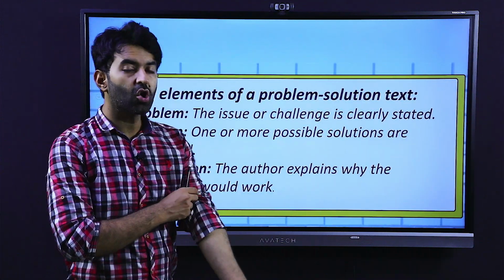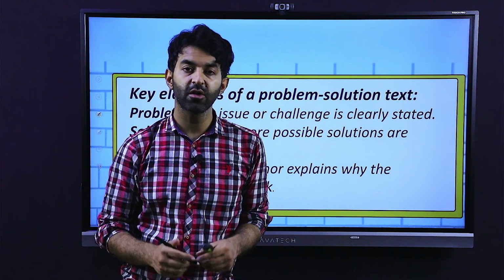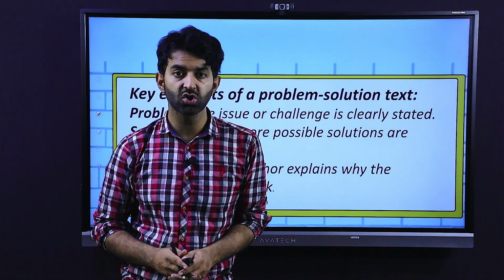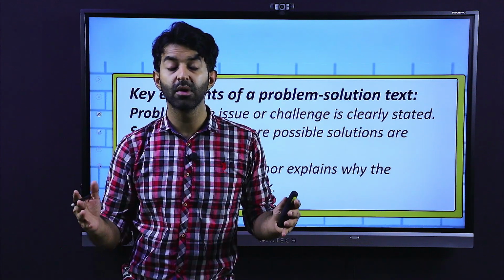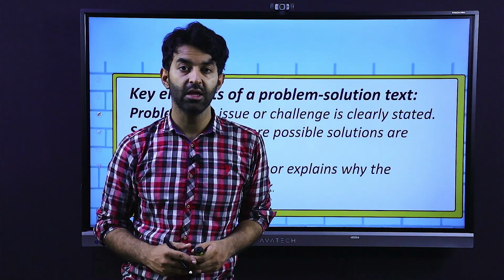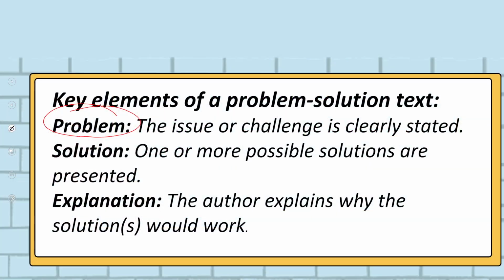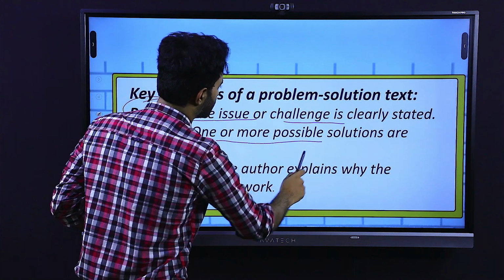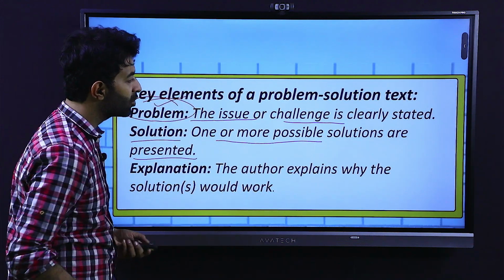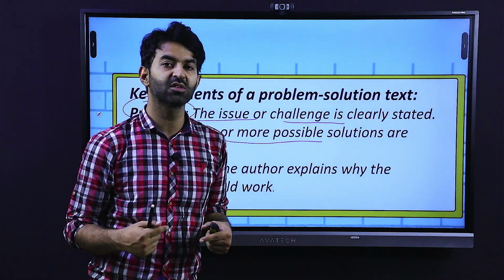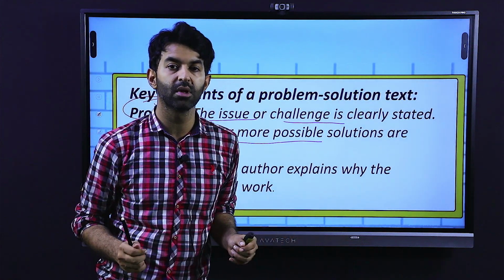Now, let's talk about another chunk. Now that we are clear about cause and effect relationship, let's talk about problem solution in any text. Let's see. What's a problem? Problem, my dear learners, is the issue or challenge that is clearly mentioned and clearly stated in the text. Solution is one or more possible solutions are presented. How do you solve that problem? What's the solution to eradicate that problem completely?